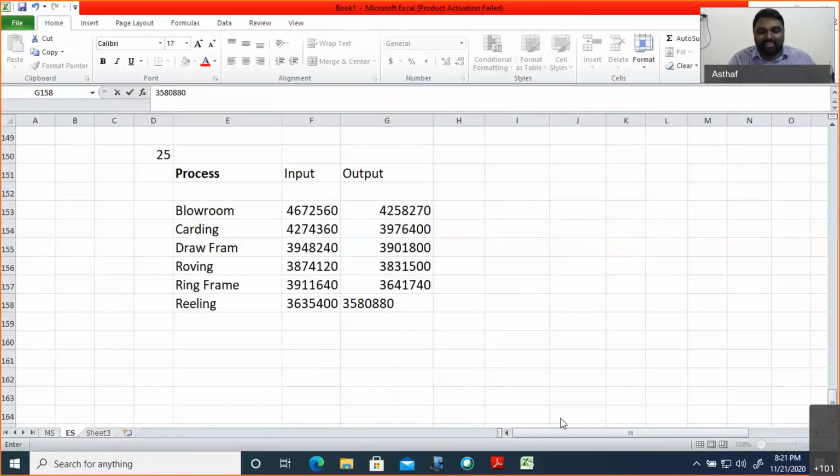So I have not made anything, I just copied. If you look at this data, you can understand very clearly that from your input to output, there is some loss. This is what is called process-wise loss. Input to output, there is some loss. This loss is called process-wise loss. So what is the loss? The loss is nothing but this is your input, this is your output.